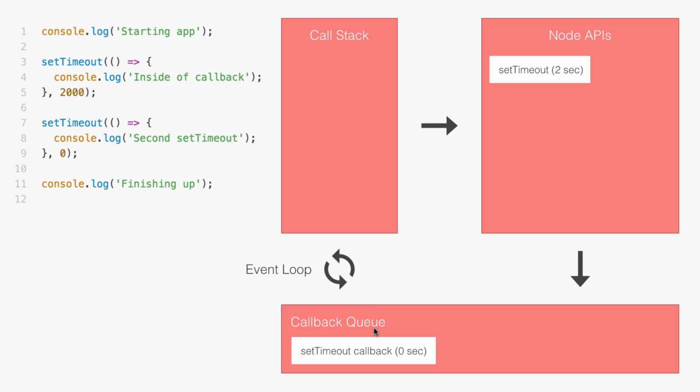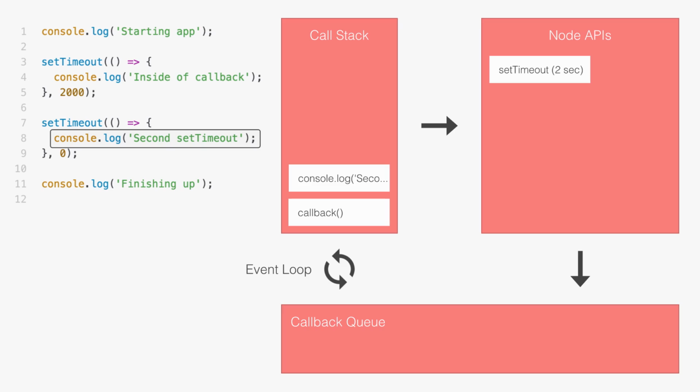It's going to take the callback and move it into the call stack. This means the function is executing. It's going to go ahead and run the first line, which is sitting right here on line 8, console.log, printing second set timeout to the screen. This is why second set timeout shows up after finishing up, because we can't run our callback until the call stack is complete. Since finishing up is part of the main function, it's always going to run before second set timeout.